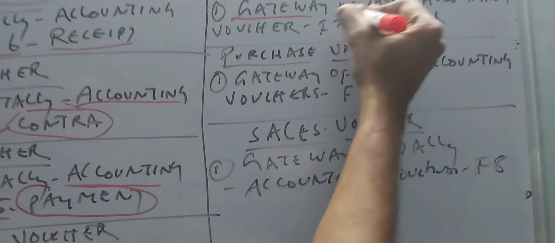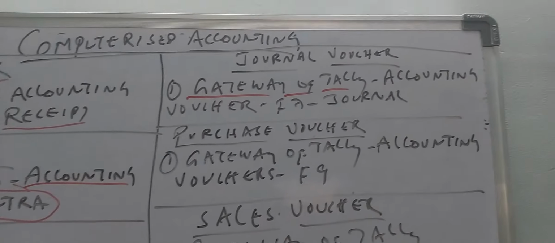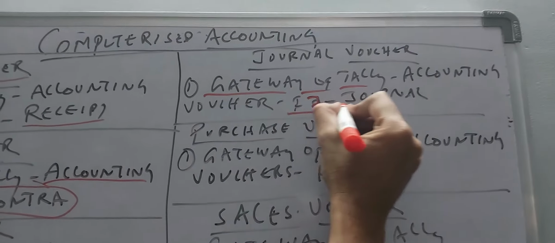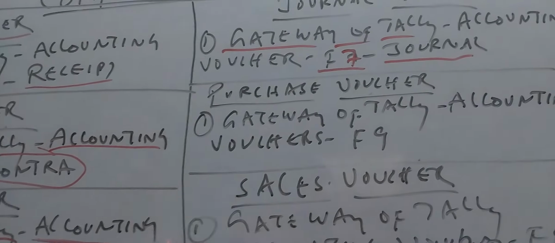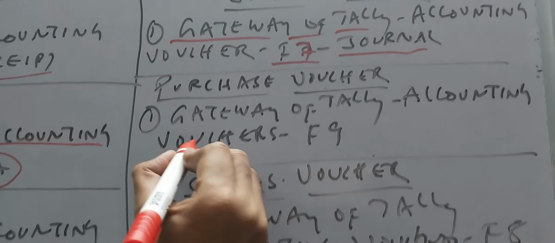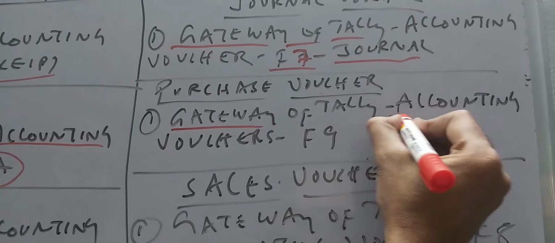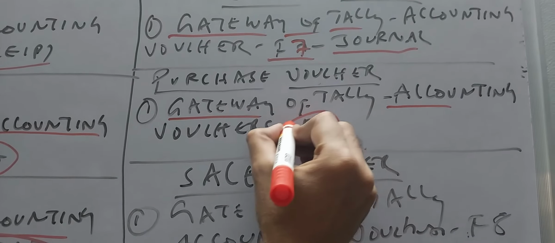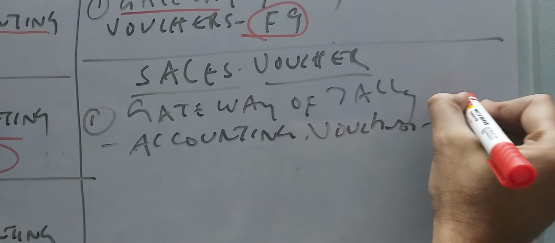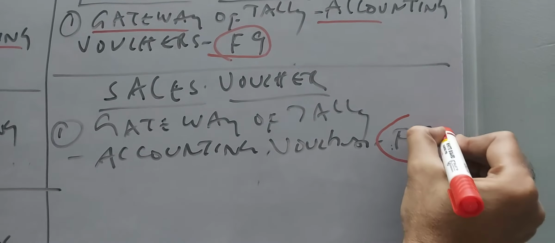Now, next is journal voucher. Similarly, gateway of Tally, accounting vouchers. Press F7. That is called the journal voucher. Okay. Next is purchase voucher. The purchase voucher is very important. Gateway of Tally, accounting vouchers. F9 is a shortcut key for purchase voucher. Similarly, for sales voucher, same. F8 is a shortcut key for sales voucher.